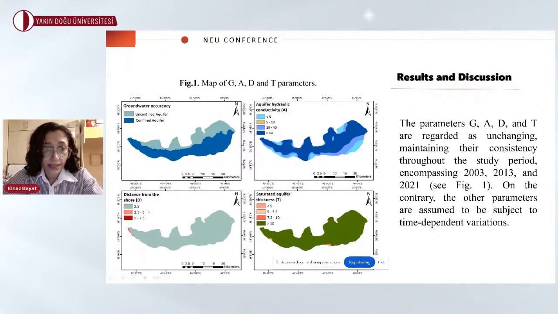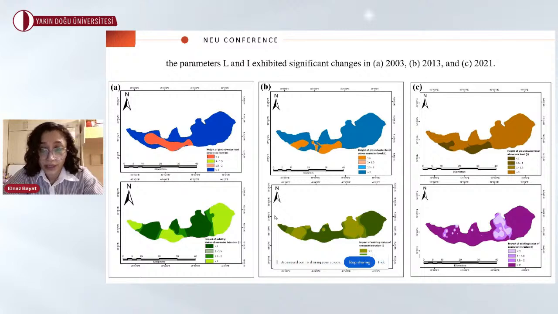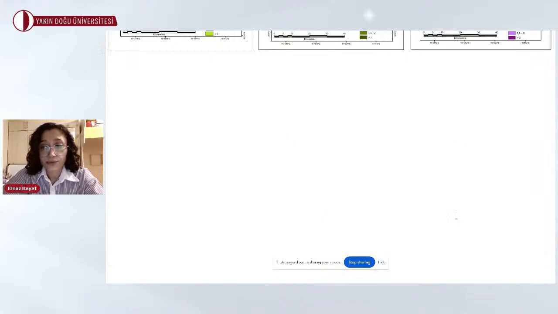Parameters G, A, D, and T, which are shown on the screen, exhibited stability, reflecting unchanged geological conditions. However, parameters L and I showcase significant changes, mirroring shifts in precipitation patterns and groundwater extraction rates, which leads to lowering the groundwater table. The resulting GALDIT map illuminating vulnerability indicates a notable increase from 2003 to 2021. Our conclusion will delve into the implications of these findings and their significance for the Shabestar aquifer.